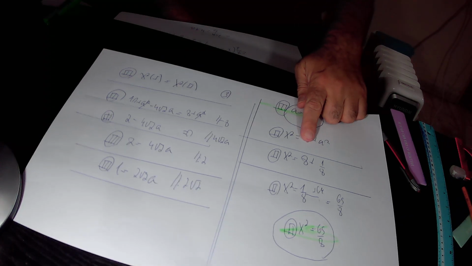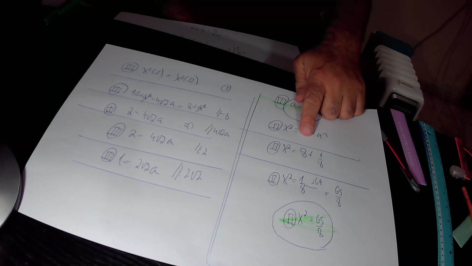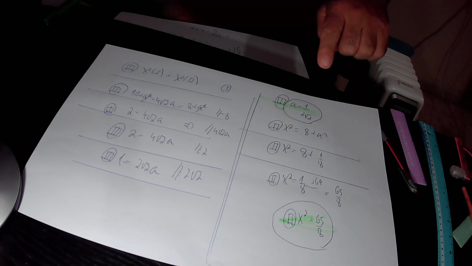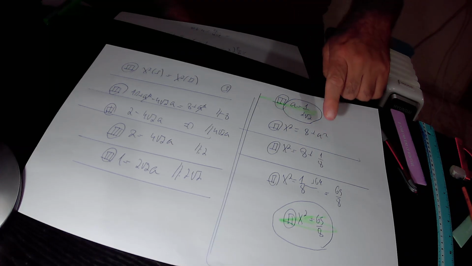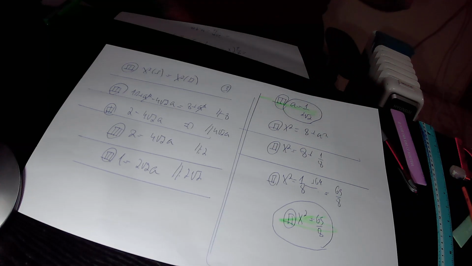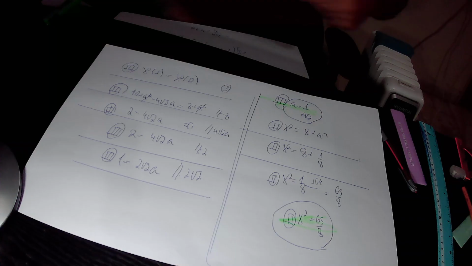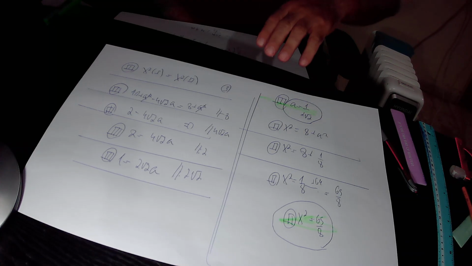So here multiply 8 by 8 and then divided by 8 in order to have a common factor with this expression. So x squared equals to 8 times 8 is 64 divided by 8. 64 plus 1 is 65 over 8. So in total, we found out that x squared equals to 65 over 8.